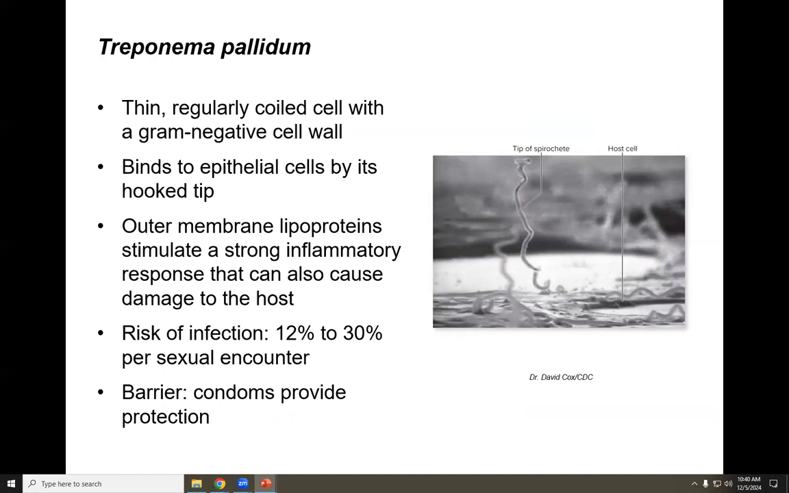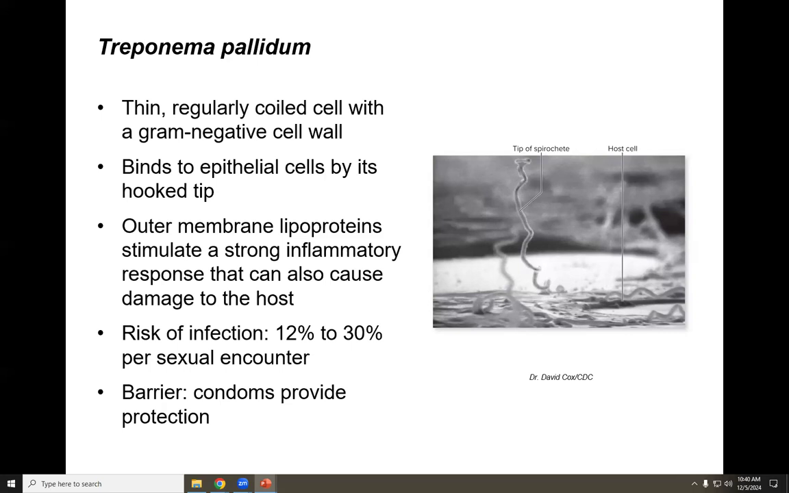This is caused by a bacterium. This is Treponema pallidum. It is also a spirochete and has little hooks at the tip that help it adhere to wherever you are contacting the bacteria. If you have unprotected sex with someone that has syphilis, the risk for infection is only 12 to 30% per sexual encounter. But still, I don't know that it's something you really want to risk, especially if you're going to have to go get treatment for this.